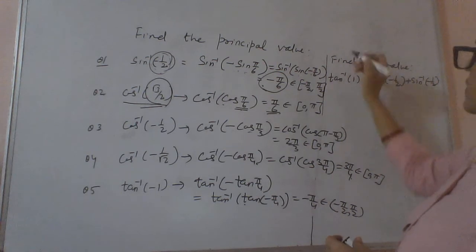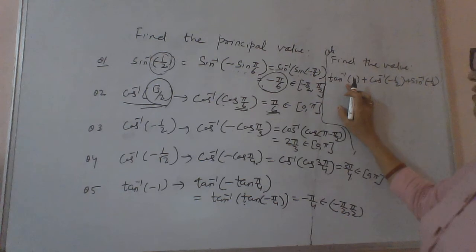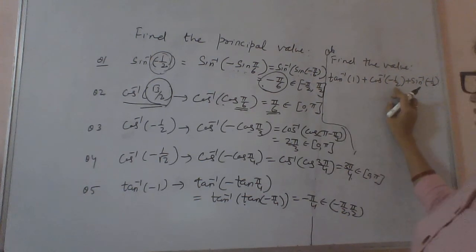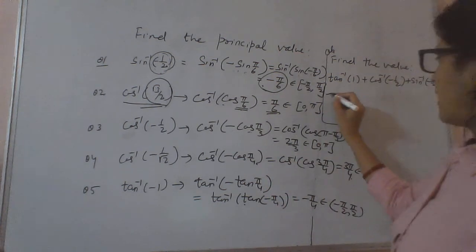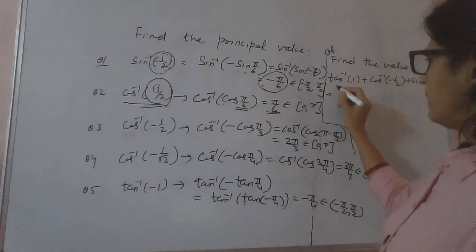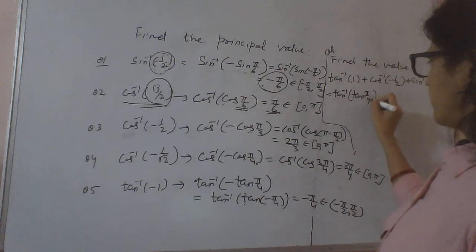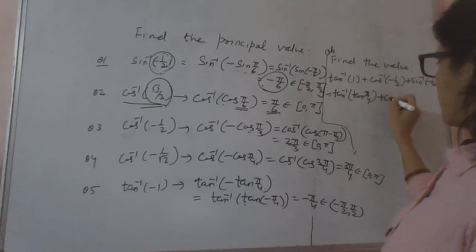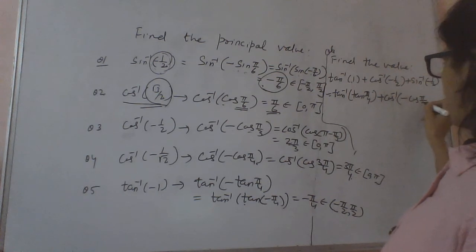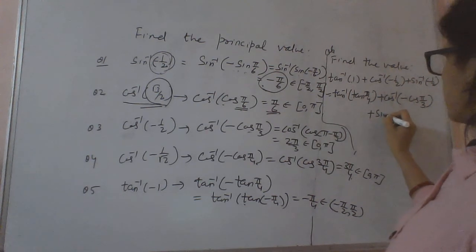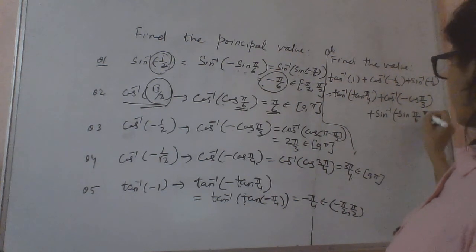And the final question is question number 6. Find the value of tan inverse 1 plus cos inverse minus half plus sin inverse minus 1 by 2. So here tan inverse 1 we can write directly as tan inverse of tan pi by 4. Cos inverse minus of cos pi by 3 plus sin inverse minus sin pi by 6.